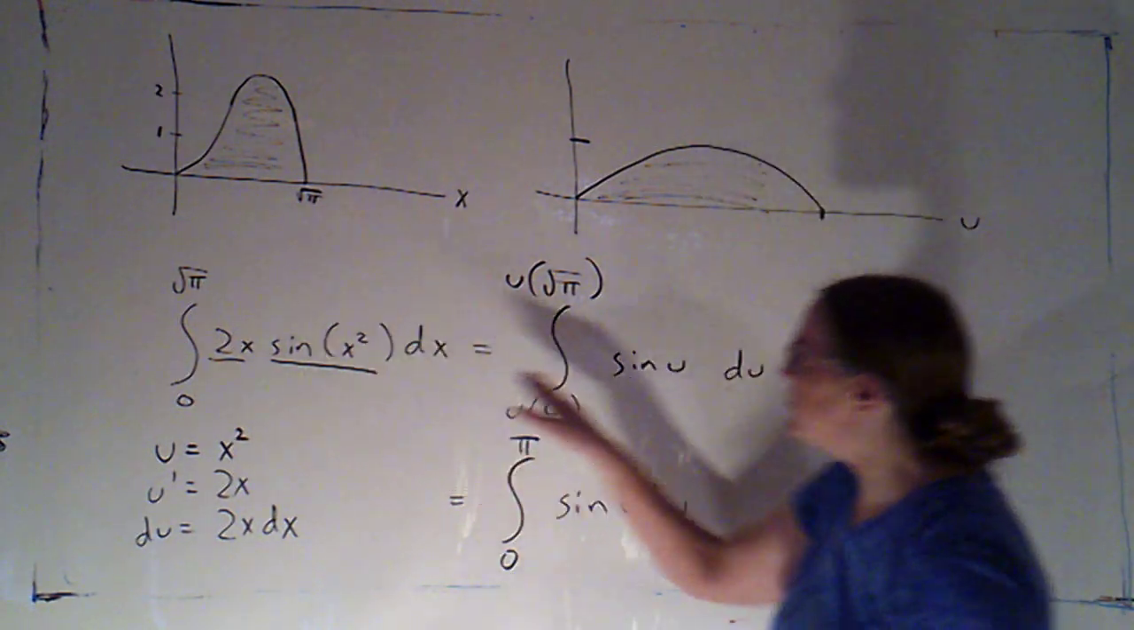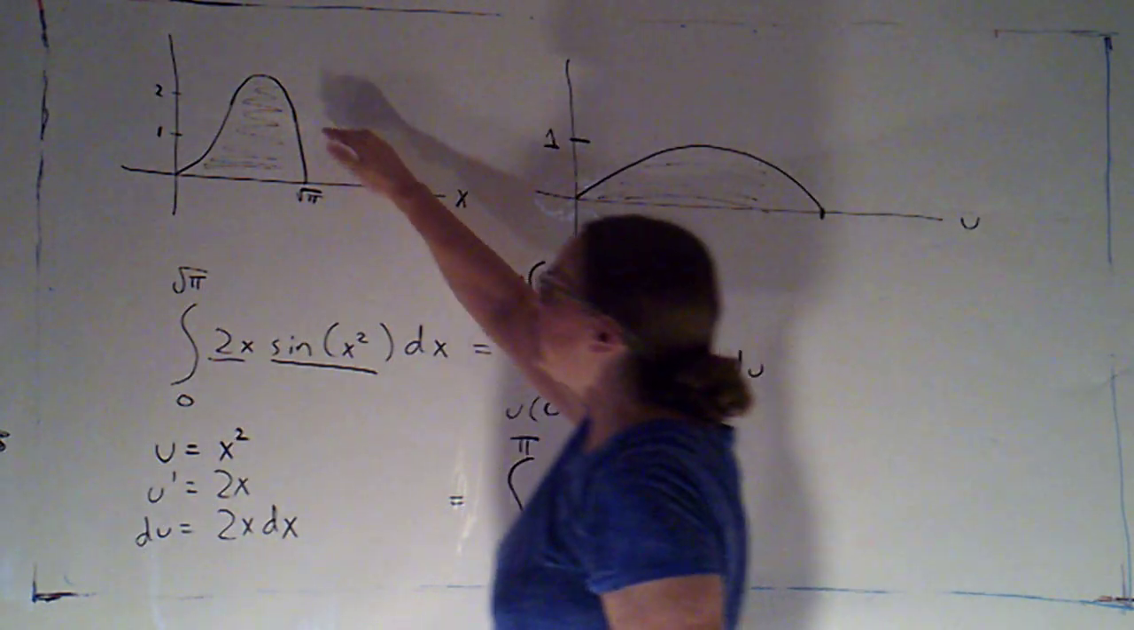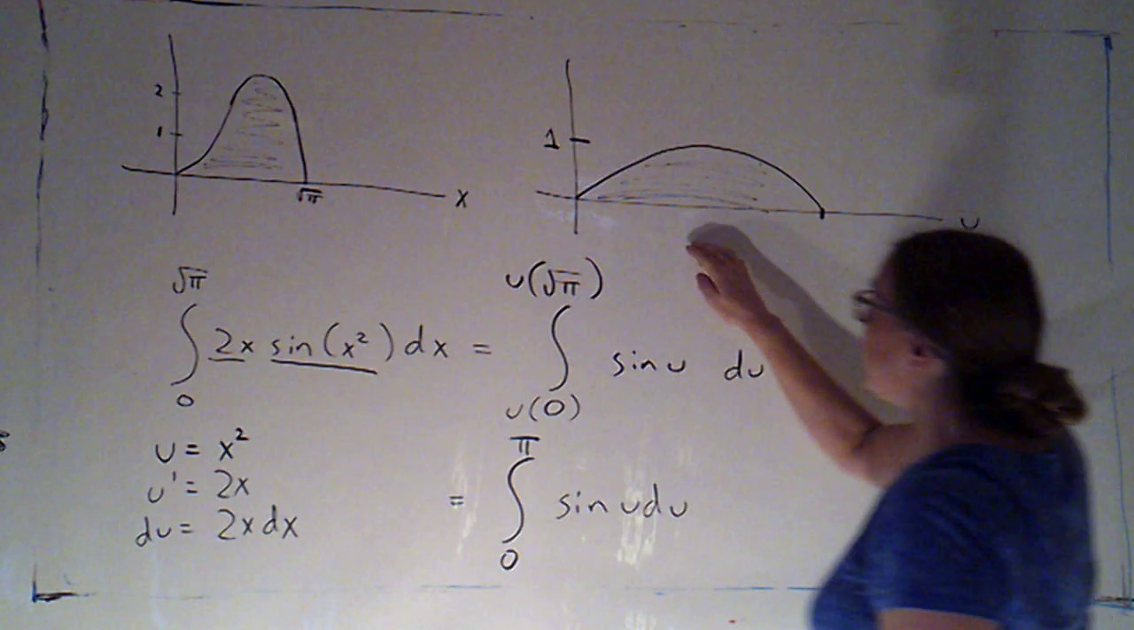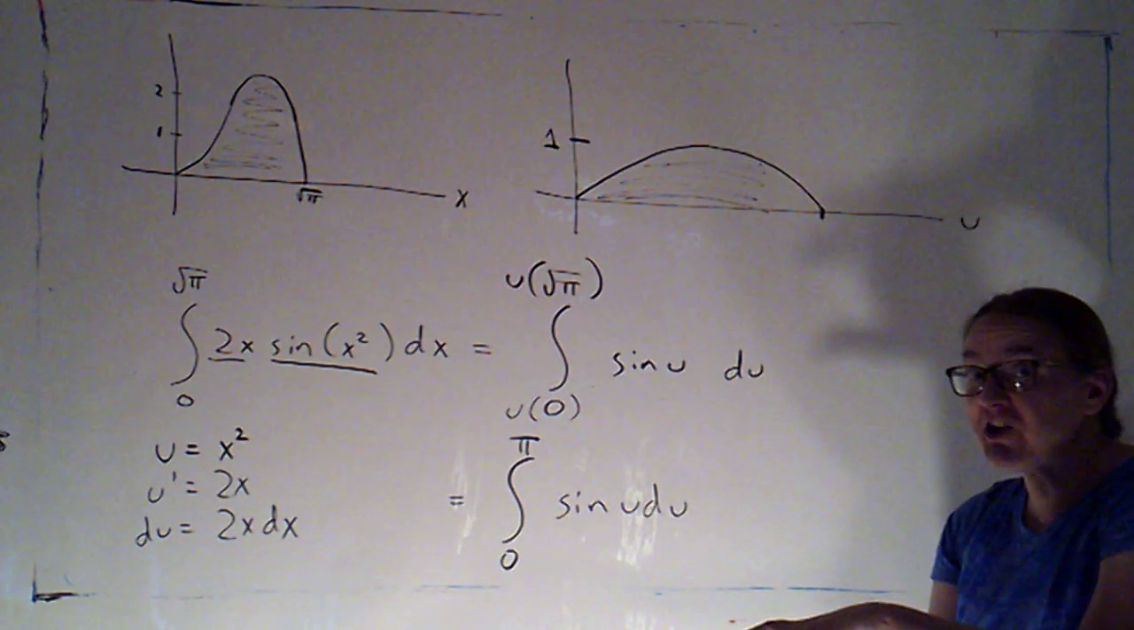Now, when I change the integrand, I'm changing the height function. Over here, I had this function whose tallest point was higher than 2. When I'm integrating sine, the highest point is only 1. I've got a shorter function.